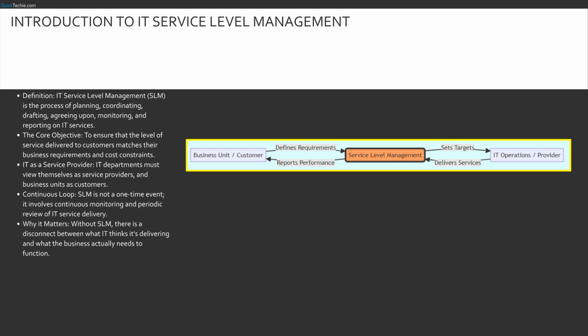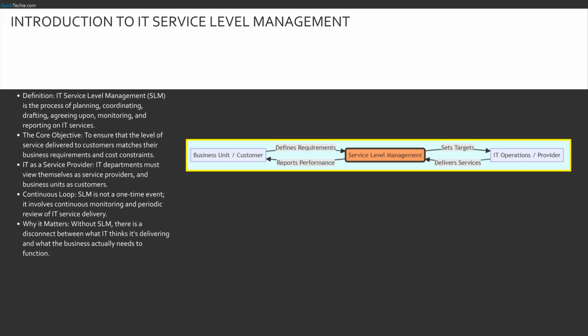Service level management acts as the bridge between the IT department and the business units it supports. As defined in our study materials, SLM is composed of activities that confirm whether IS operations are providing adequate services to customers. This is achieved through continuous monitoring and periodic review.